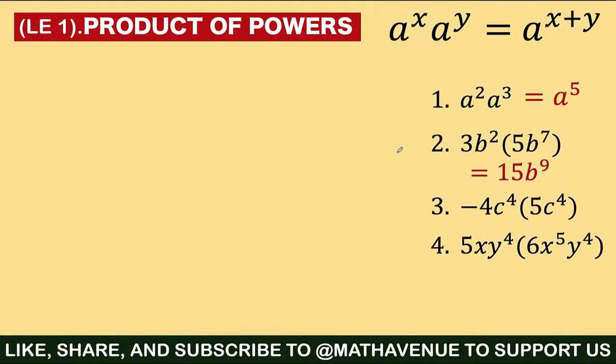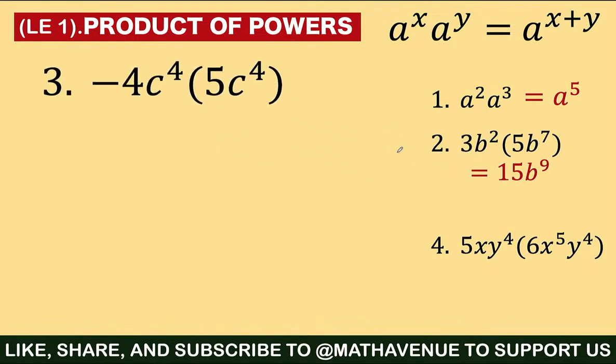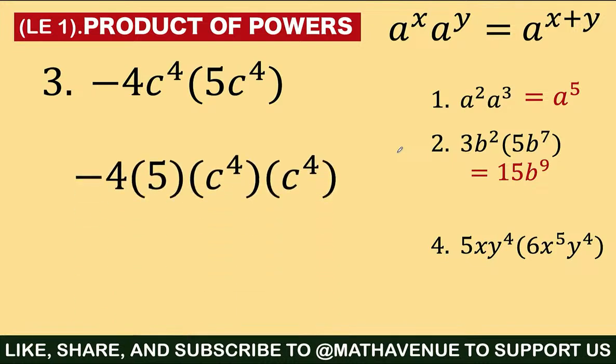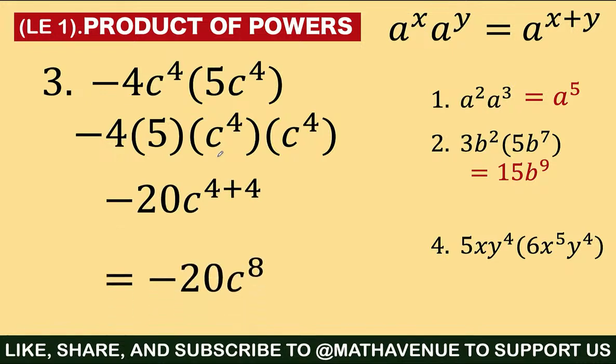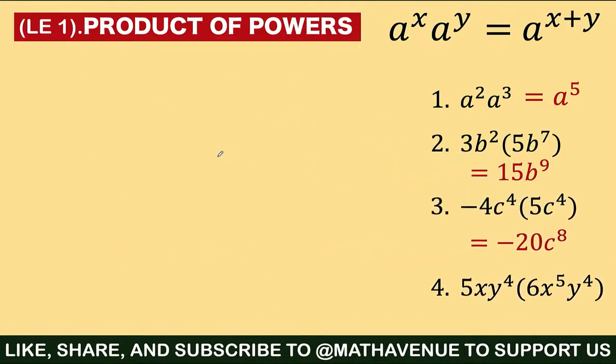Now let's go to problem number 3. Negative 4c to the 4th times 5c to the 4th. Again, we need to rearrange and regroup so that all numerical coefficients are together. All those factors with the same variables are also grouped together. So here, negative 4 times 5 is negative 20. c to the 4 times c to the 4th is c to the 8. So our answer is negative 20 c to the 8.